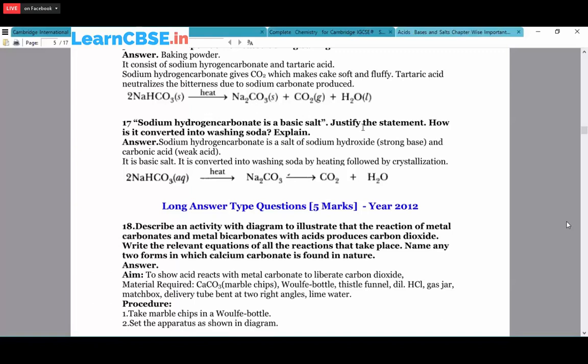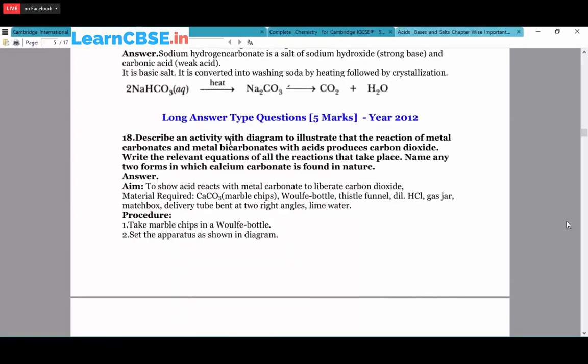Justify the statement. How is it converted into washing soda? Explain. Sodium hydrogen carbonate is a salt of sodium hydroxide, which is a strong base, and carbonic acid. It is a basic salt because it comes from a strong base. It is converted into washing soda by heating followed by crystallization. When you heat it, we get Na2CO3. Like this, we have converted baking soda into washing soda.